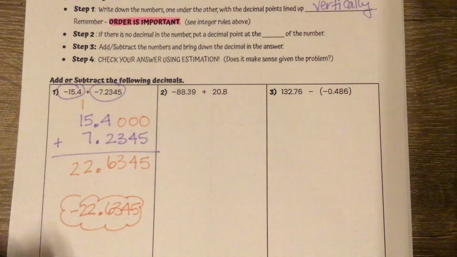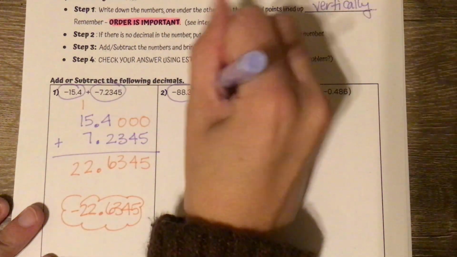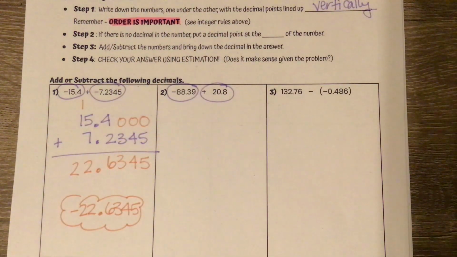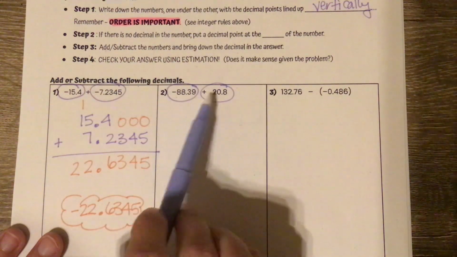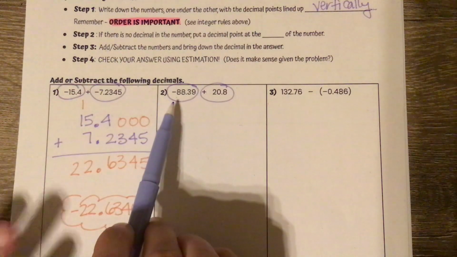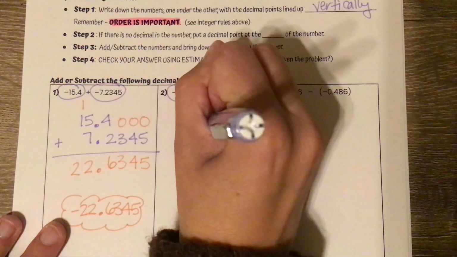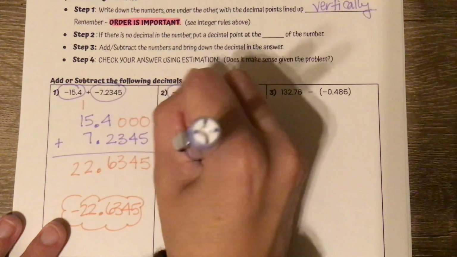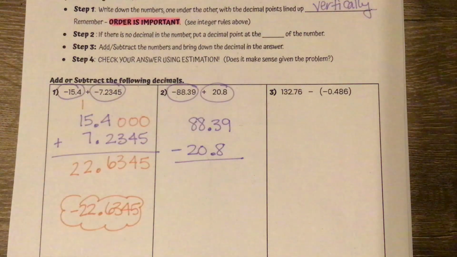All right, number 2. We've got a negative 88.39 and a positive 20.8. Those are opposites, so we find the difference. When we decide which one goes first, it's whichever has the bigger absolute value. 88.39 versus 20.8. 88 has the bigger absolute value, so that's what we start with. 88.39 minus 20.8. So we ignore the negatives for now.